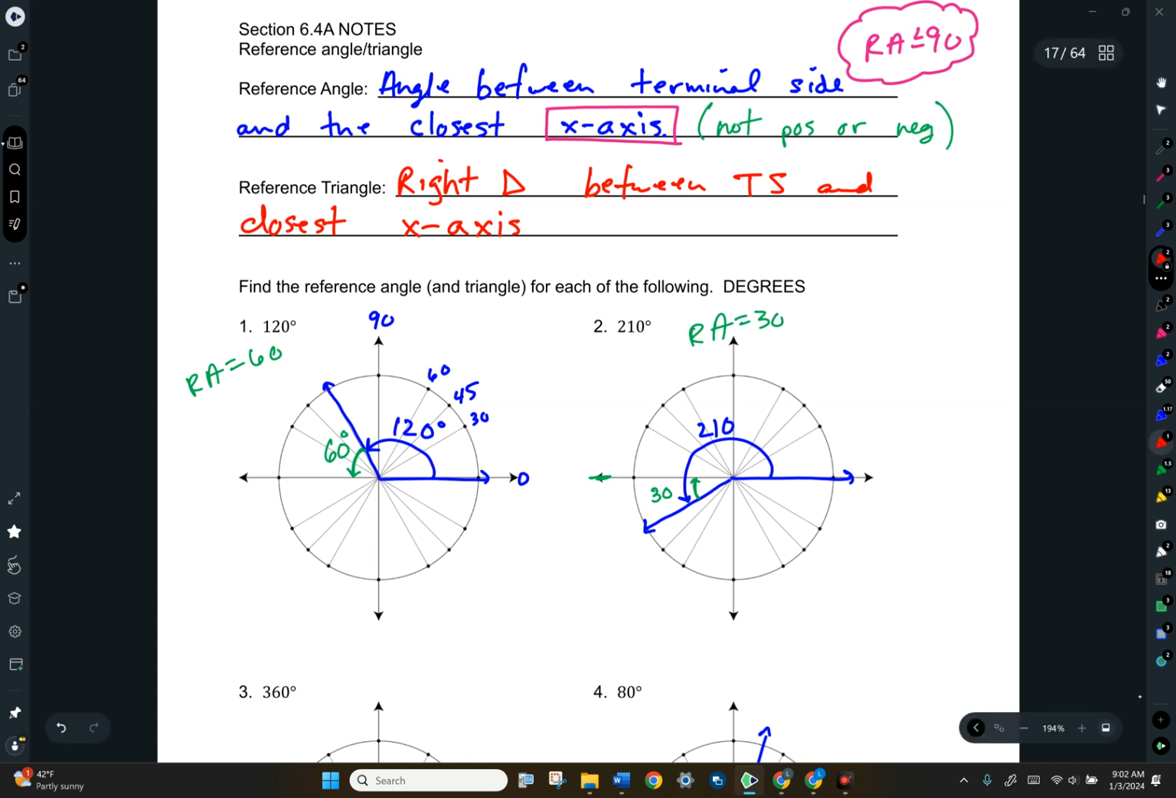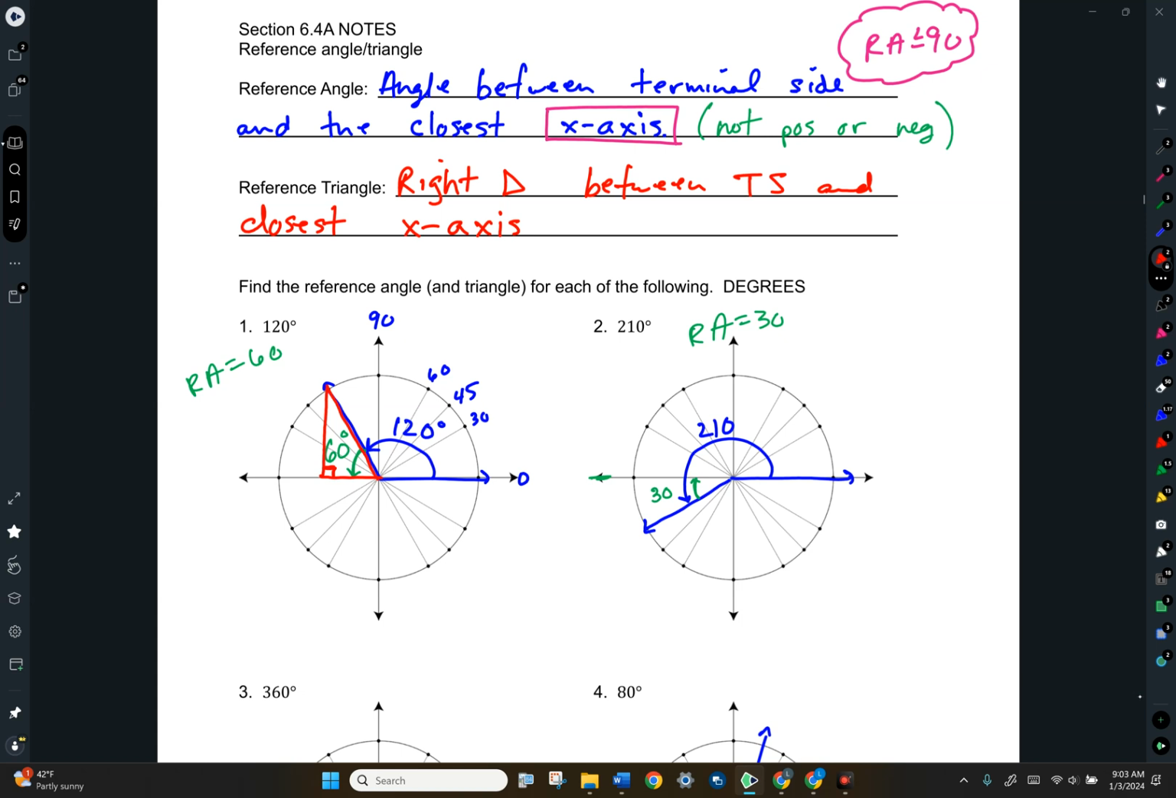So if you look at number 1, we've got a 120 degree angle. I know the reference angle is 60. So the reference triangle is going to be the right triangle between the terminal side, so here's my terminal side, and then the closest x-axis. Well, if I were to draw a line straight down to the x-axis, so that means this is perpendicular. So do you see that this right triangle formed here? That is your reference triangle.